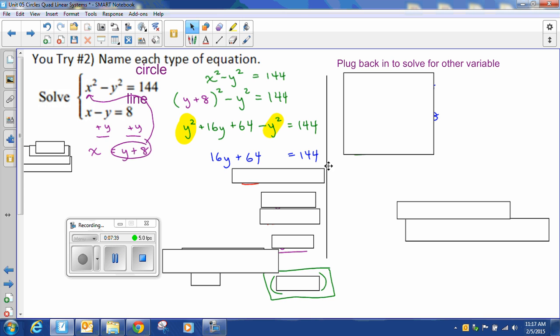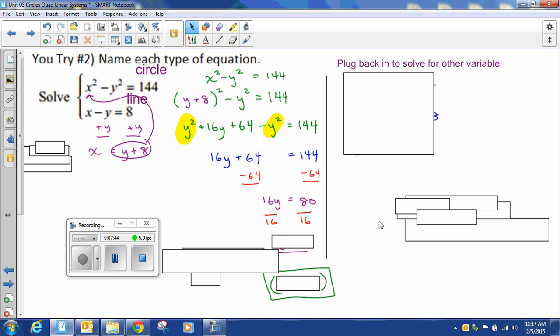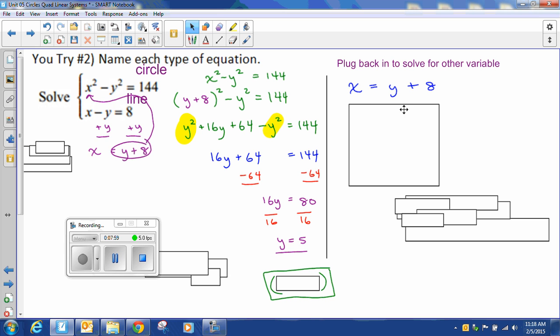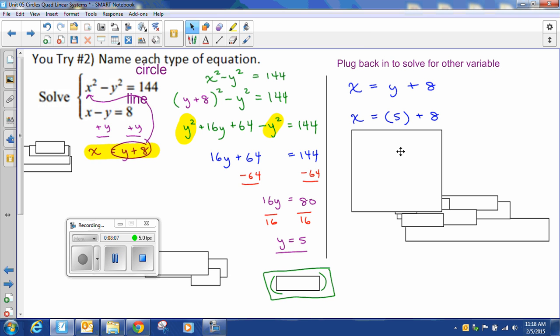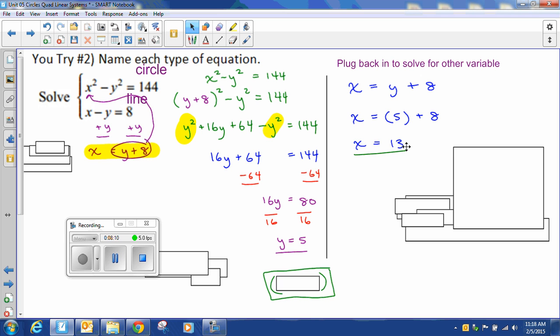And then we have this simple equation to solve. Subtract 64 from both sides, divide both sides by 16, and y equals 5. So as you can see, this is only going to result in one ordered pair. We're going to take y equals 5 and plug it back in to the linear equation. And I'm going to plug it back into the one that I rearranged. And our solution, x equals 13, will go with our ordered pair, so the final answer is (13, 5).